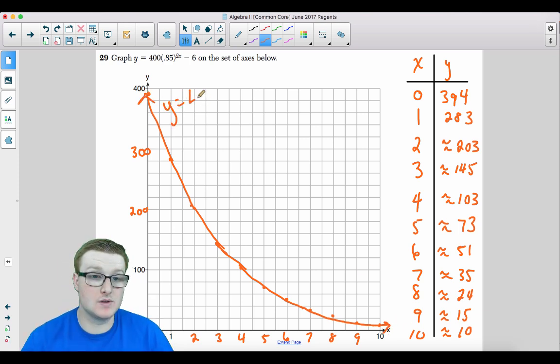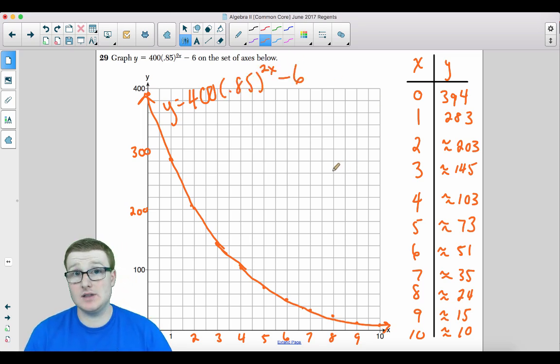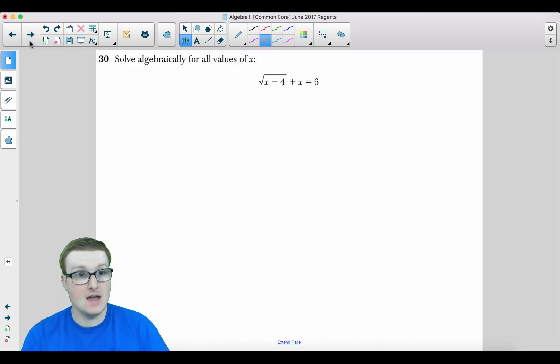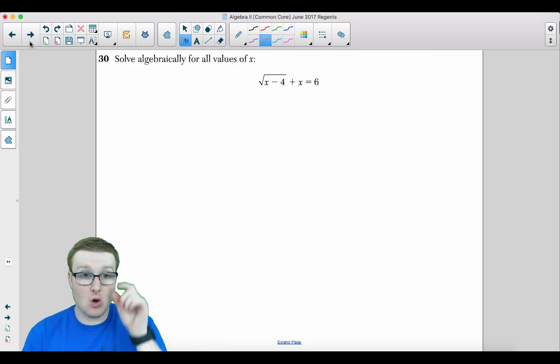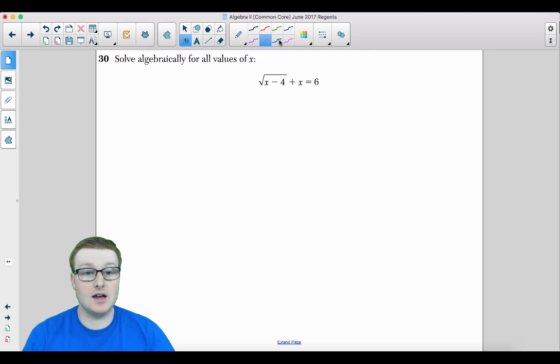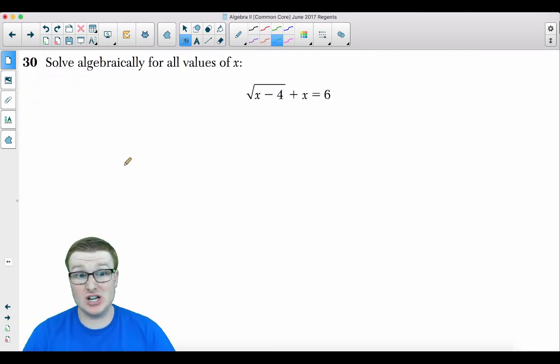And we get y equals 400 times 0.85 to the 2x minus 6. And that is how you do that question. Pretty simple stuff. Number 30, solve algebraically for all values of x. And make sure that you check, because you really need to check your solutions.